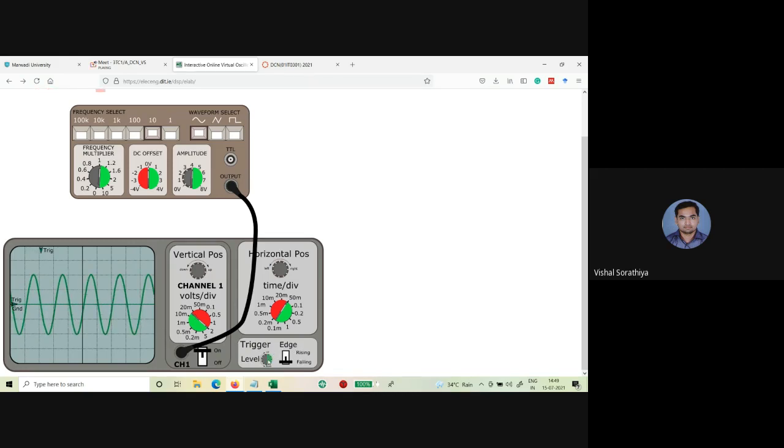So this trigger and edge are used to capture the signal on your screen. With respect to the input signal, by having a proper triggering value, the signal is first captured, and then with the vertical and horizontal position you can vary how many cycles are represented, how many voltage blocks are presented, and all the stuff.